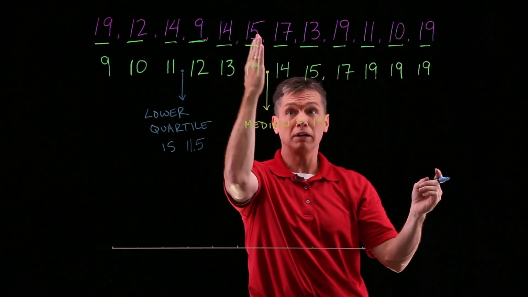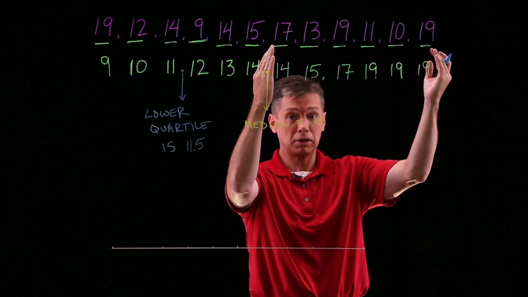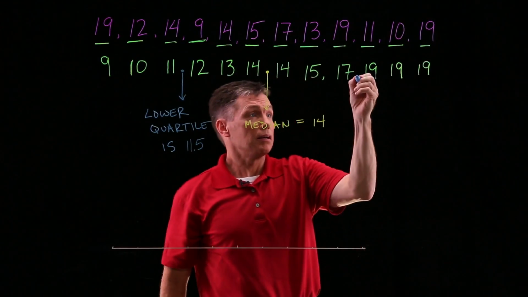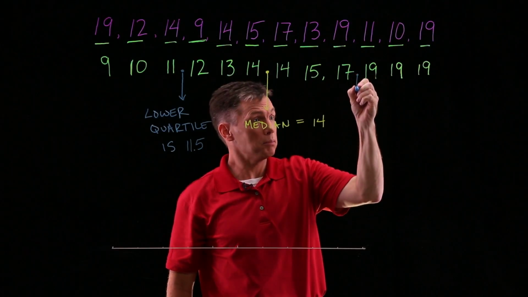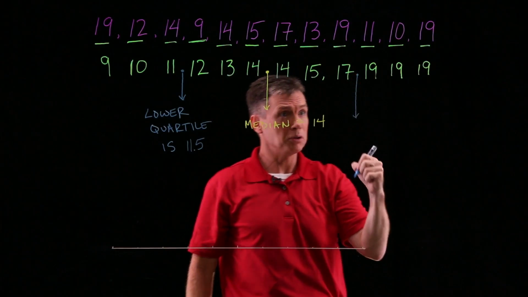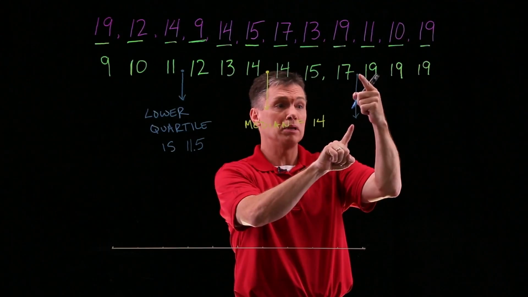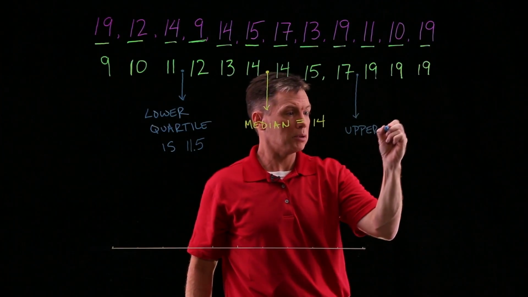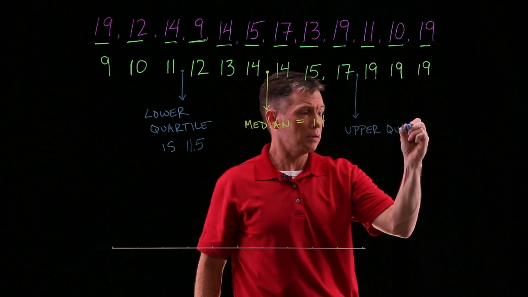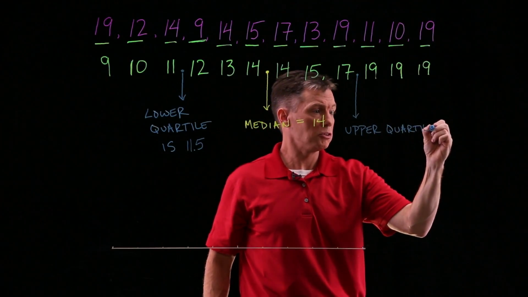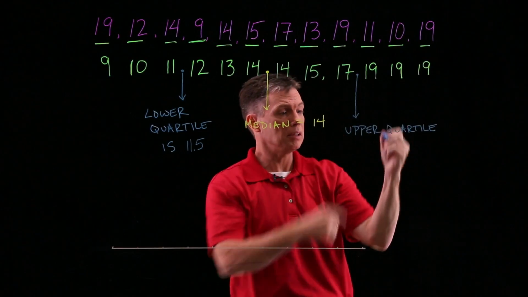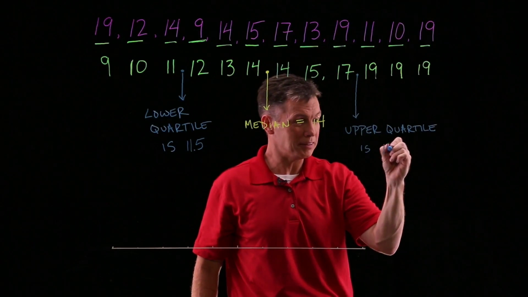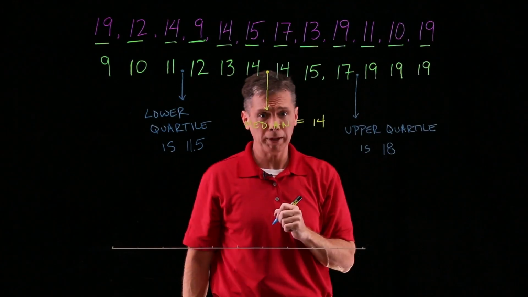Okay, let's move over here to our upper quartile. Again, that spot, I don't want to include it, but do include everything to the right of it. From the 14 to the 19, this last 19, those 6 data points make up the top half of my data. The middle of that will be the upper quartile. In this case, splitting the difference between the 17 and the 19 is 18, and that's our upper quartile.